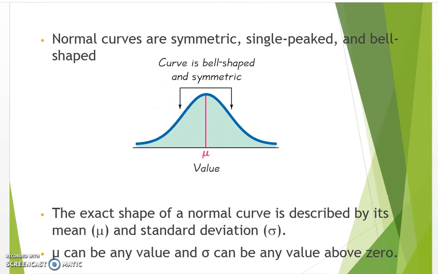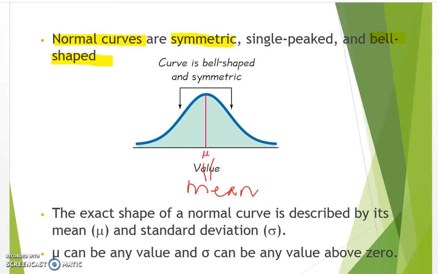So let's look at the normal curve as we have mentioned before. The normal curve looks like this. In particular, we call it bell-shaped. It looks like a bell, and it's very symmetric. It has only one peak on top, so it is single-peaked. It's symmetric with respect to the mean in the middle. Remember this mu represents the mean. So it's symmetric to the left of the mean and to the right of the mean.